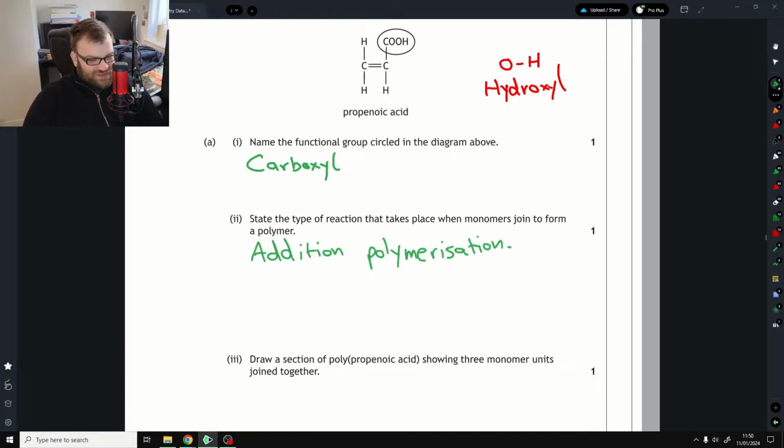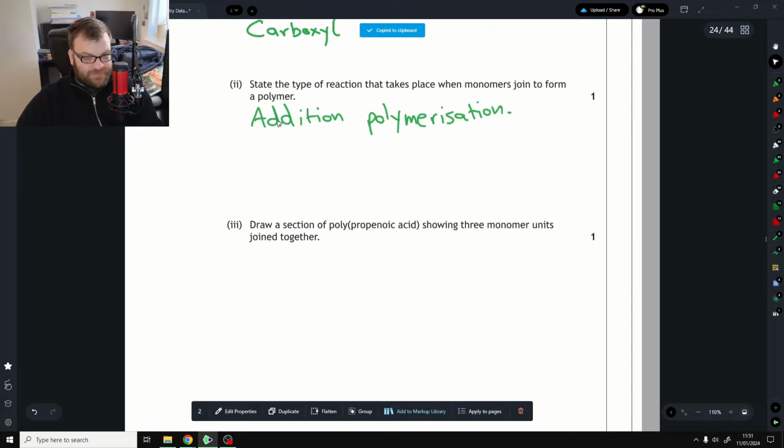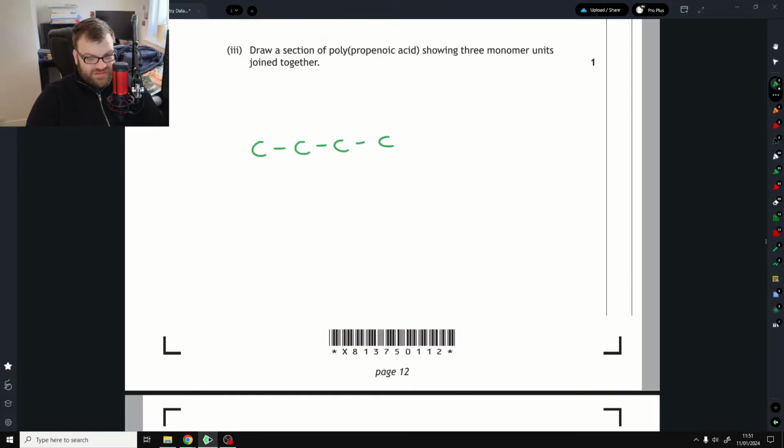To draw a section of polypropenoic acid, we're showing 3 monomers joining together. So what we need to do is take our monomer and break the carbon-to-carbon double bond. The parts at the top and the bottom will remain exactly the same, but we have freed up space on either side. That is what's called the repeating unit. This means we're going to have 6 carbons through the middle. Make sure you have lines on either side.